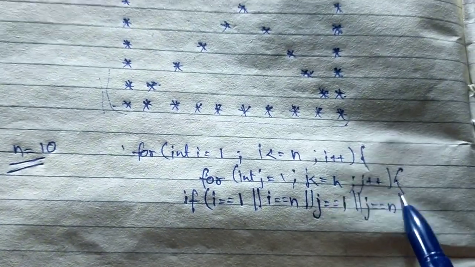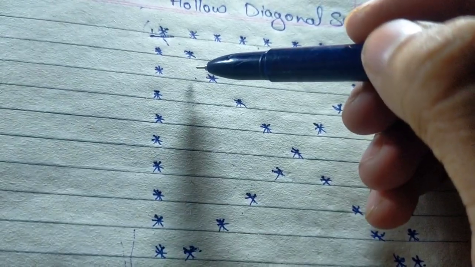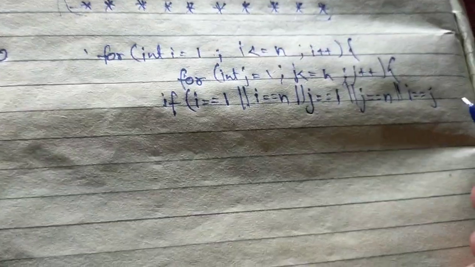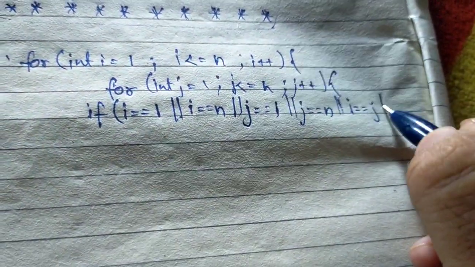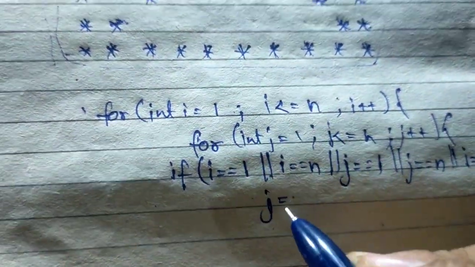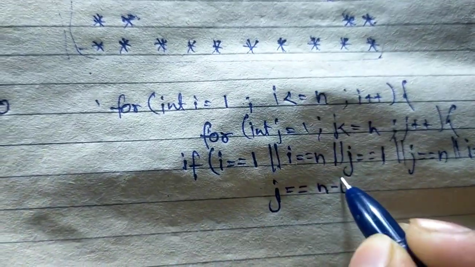Now for diagonals, we print if i equals j. If i is 1 then j is 1, if row is 2 then column is 2, if row is 3 then column is 3. So i equals j. After that, one more condition for the other diagonal, which we prepared earlier: j equals n minus i plus 1.